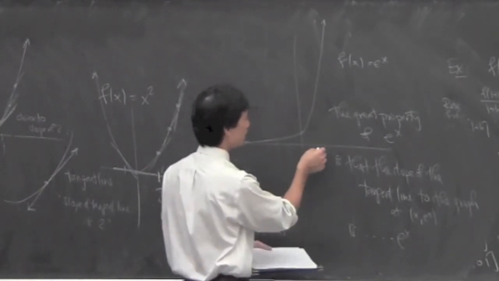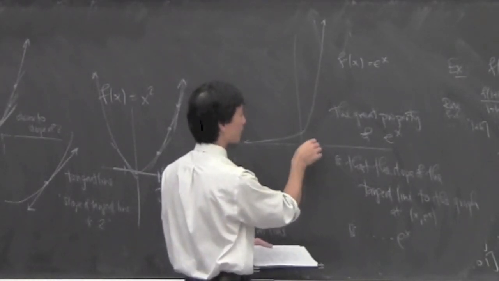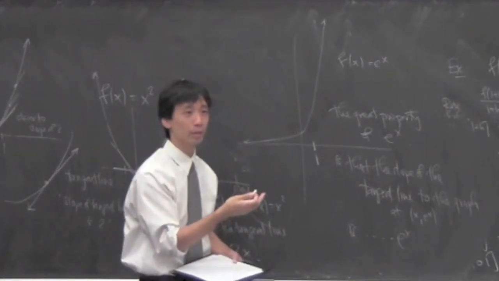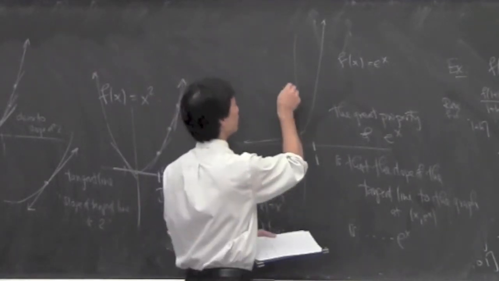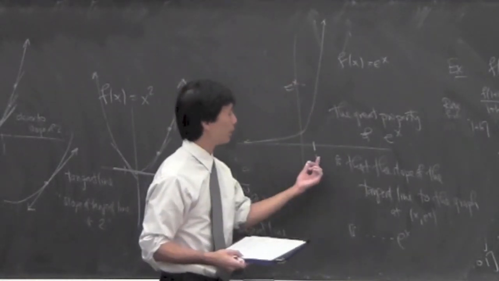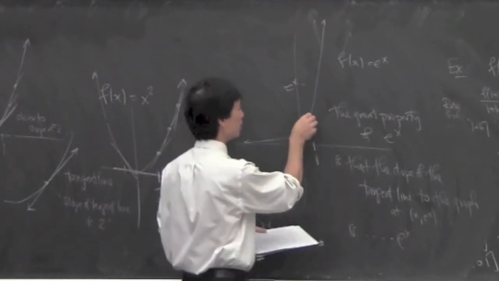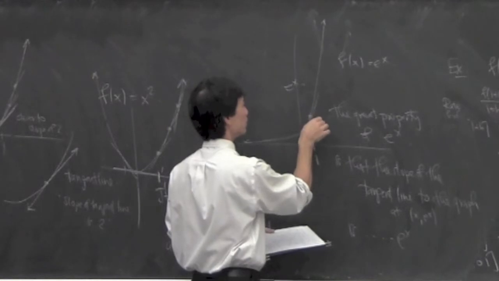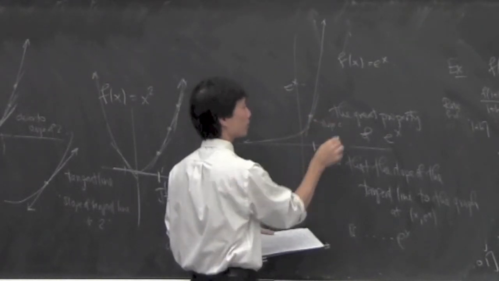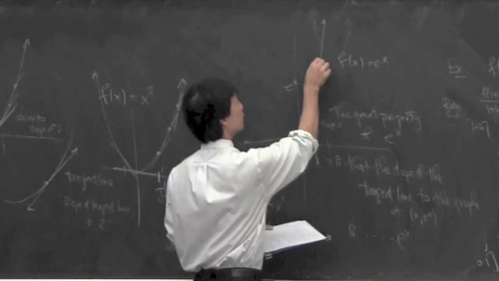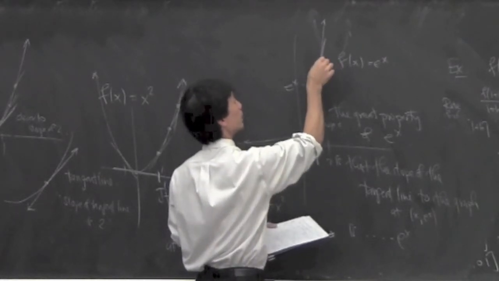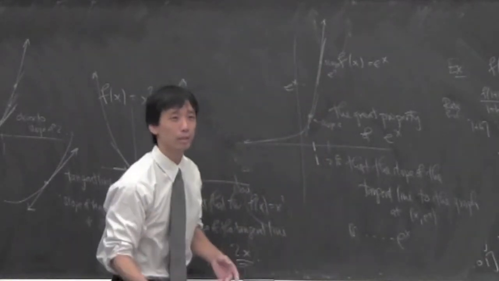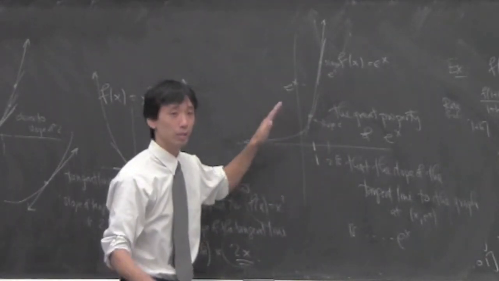So if we look at time one, and say, what's the slope there? Well, here's the graph e to the x. The slope is going to be e to the 1. This point has slope e. At time 2, what's the slope here? The slope here is e squared.